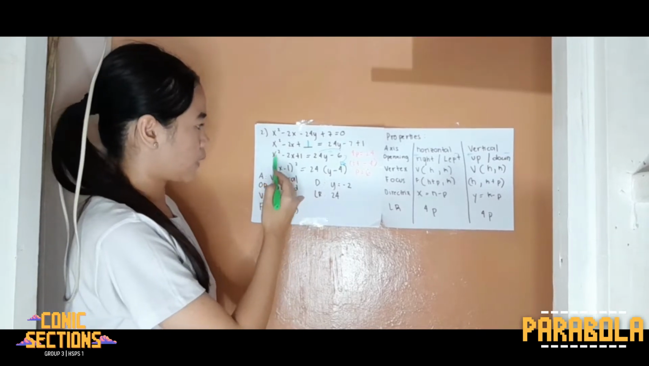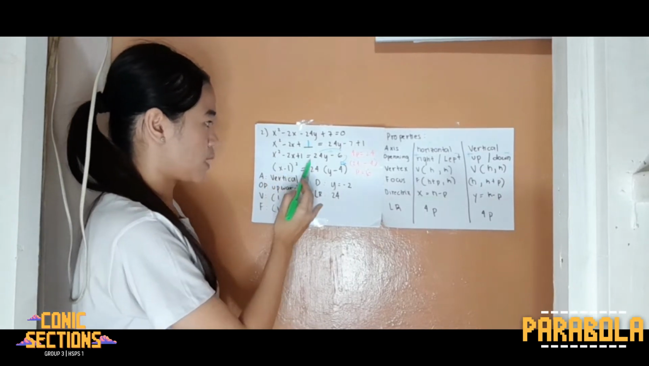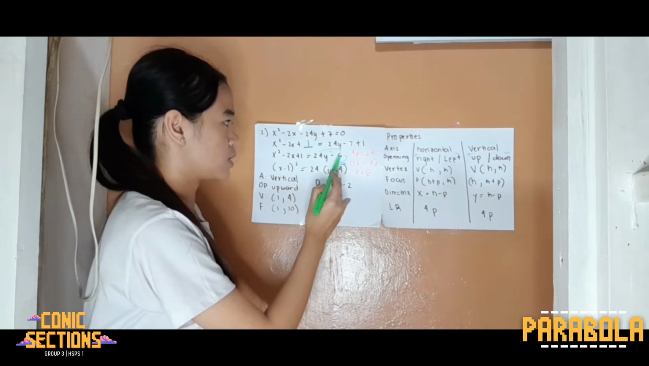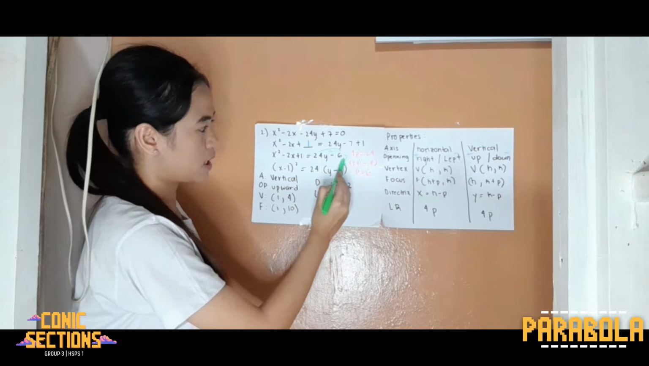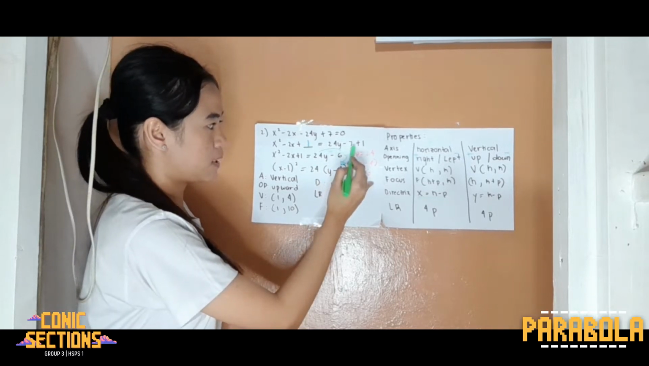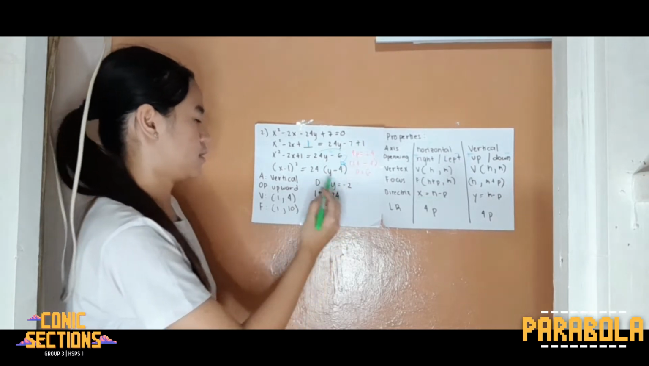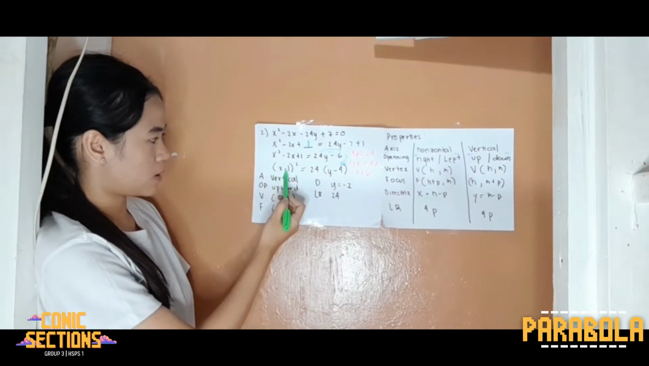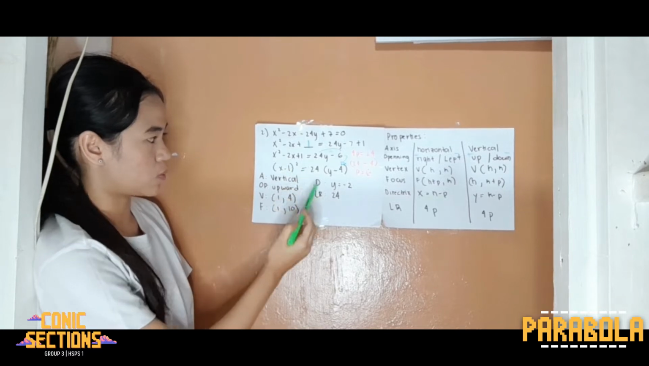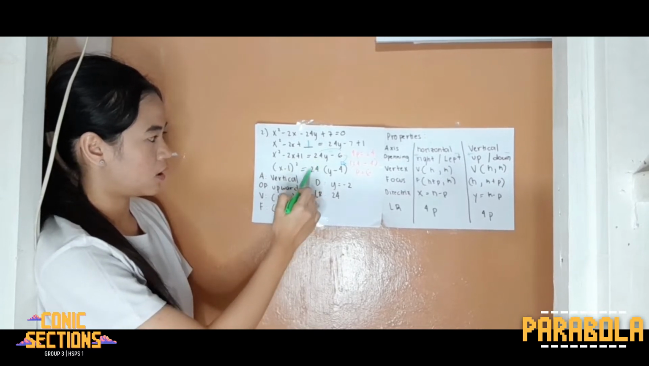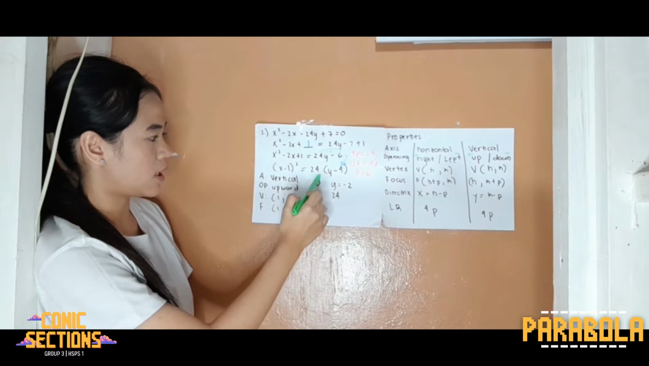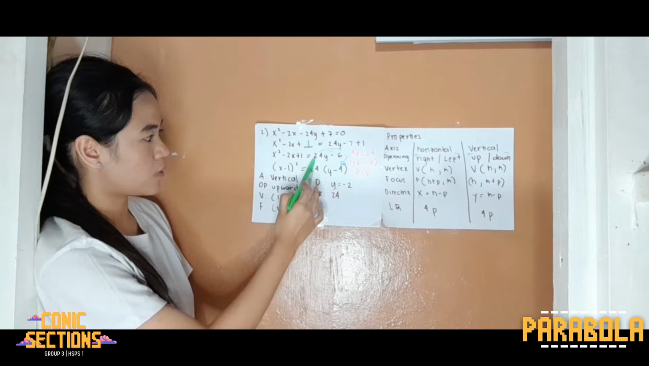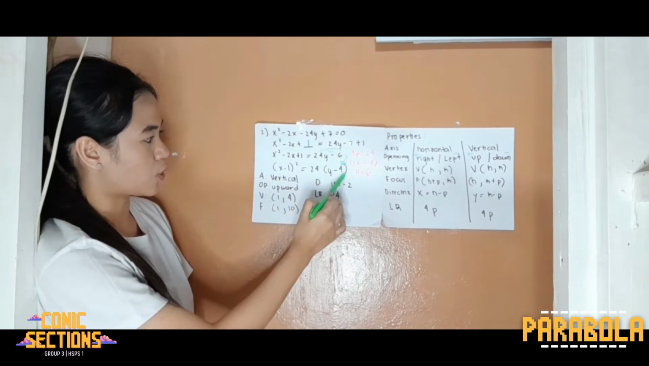So, x squared minus 2x plus 1 is equals to 24y minus 6. This becomes 6 because negative 7 plus 1 equals to negative 6. So, distribute. (x minus 1) squared is equals to 24. Copy this. This is our 4p. (y minus 4). This becomes 4 because 24 divided by 6 is equals to 4.